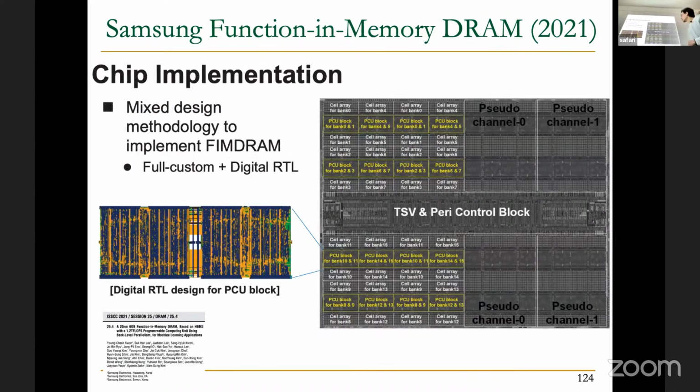And here you have a photo of the chip itself. Well, this is like one of the layers of the 3D stack memory, and observe how we have these PCU blocks in between an odd and an even numbered bank.